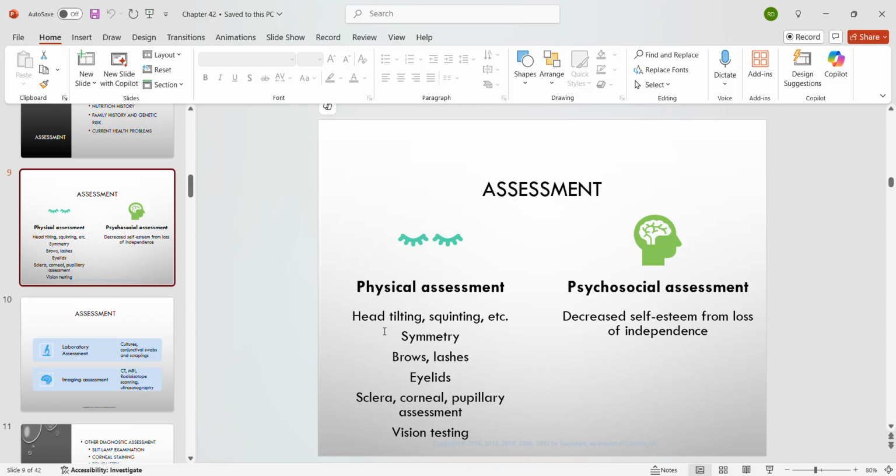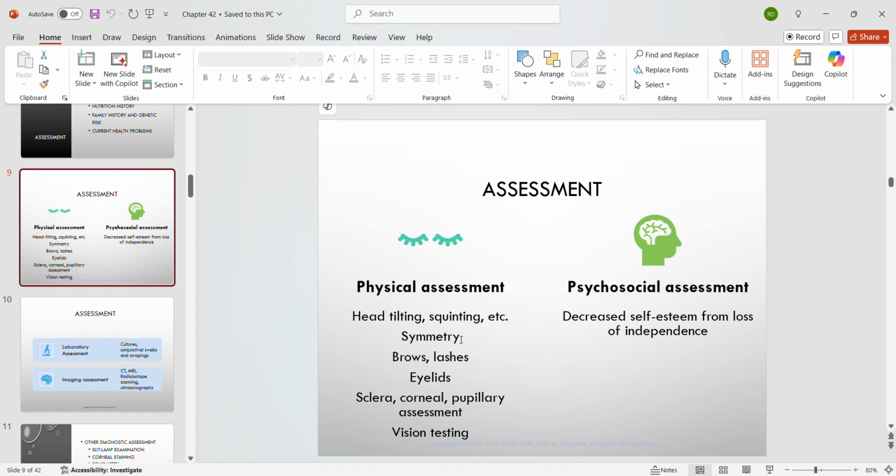Then we're going to do our pupillary assessment. We're going to assess the size and shape of the pupil. They should be round and equal in size. Then you can shine light in there and do the pupillary light reflex. You're going to assess for equal and prompt constriction in both pupils when the light is shined in one eye.